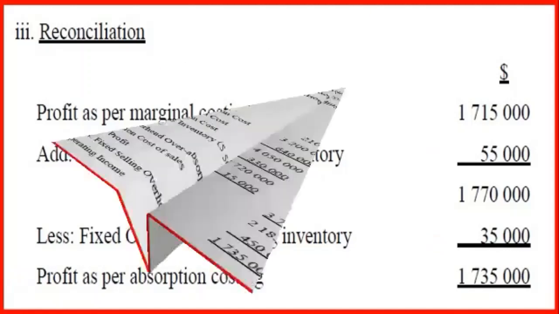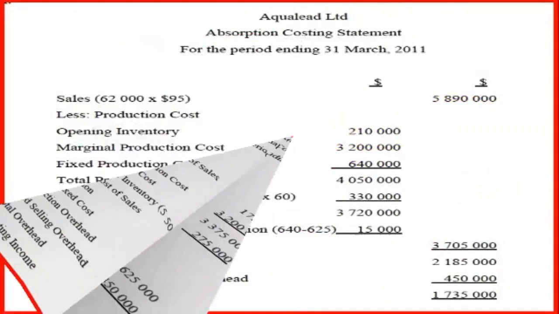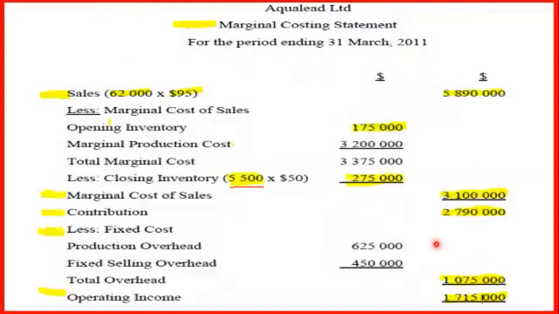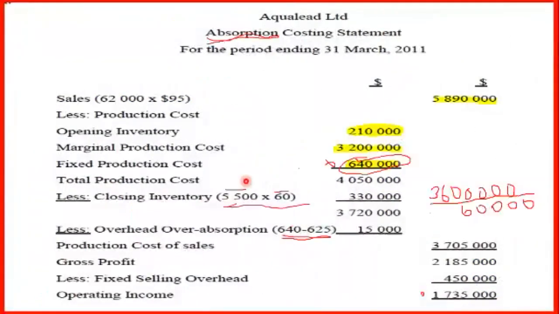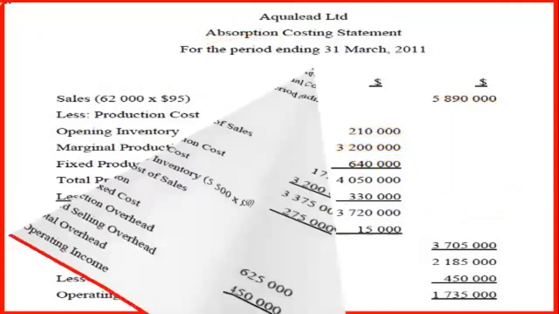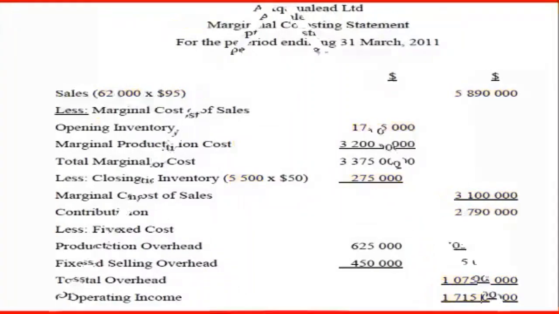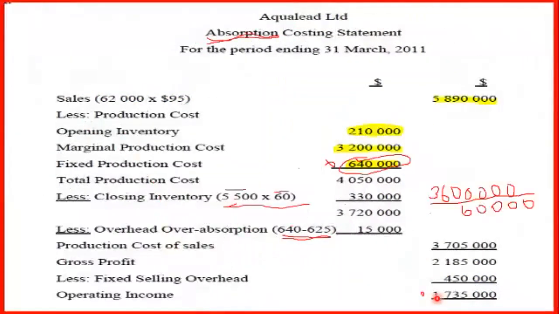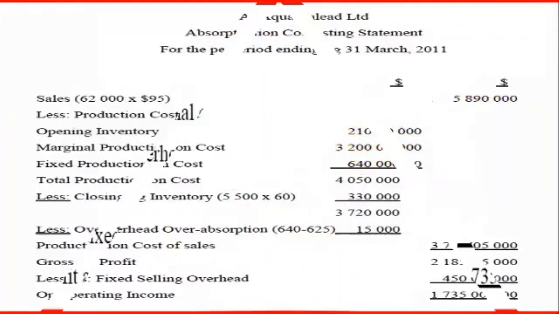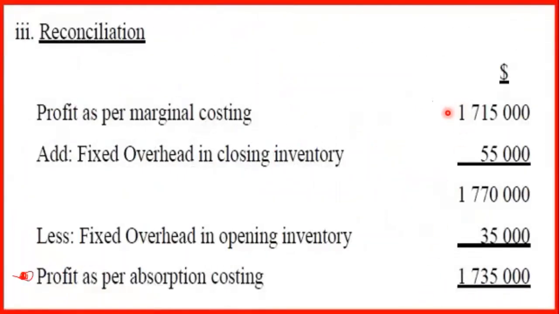Okay, now if we look at mine, although I messed up with the closing inventory here, right? The fact that I use the same amount in both statements means it still worked out, right? 1715 and the 1735 from here, right? Is what we work towards.